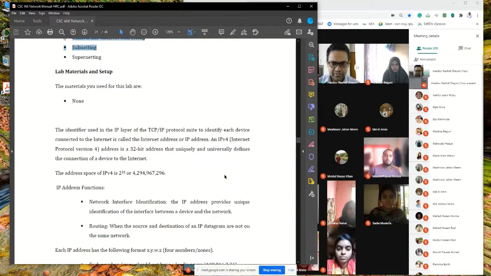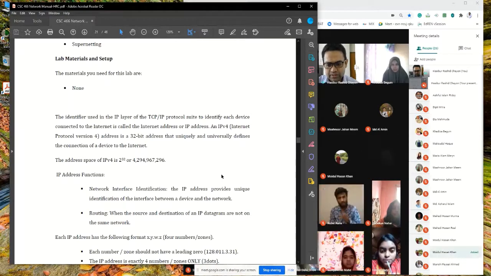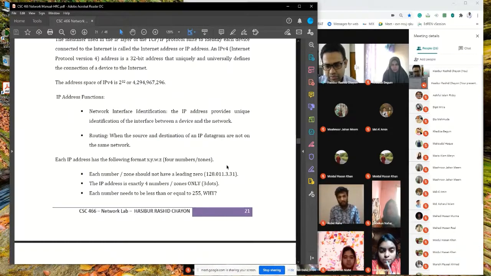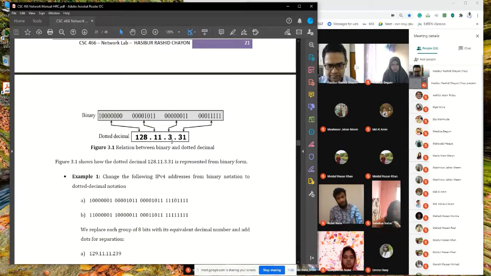Okay, as far as you know, the IP address we are using for our different types of devices which are connected to the internet is 32 bits long, like this. In this IP addressing, we have 4 parts. Whenever you write it in decimal, it's like that, 128.11.3.31. We know that we are separating these 4 numbers by using a dot.